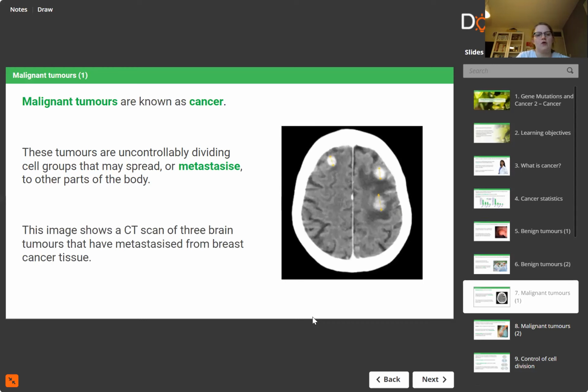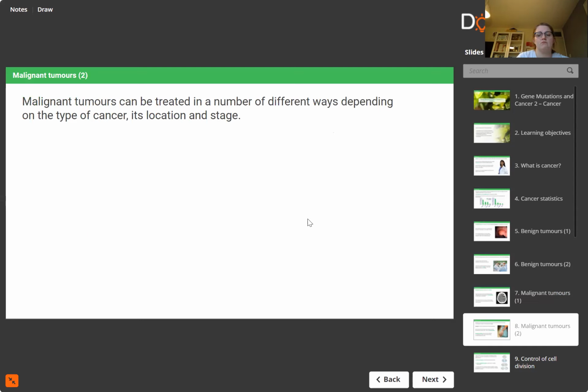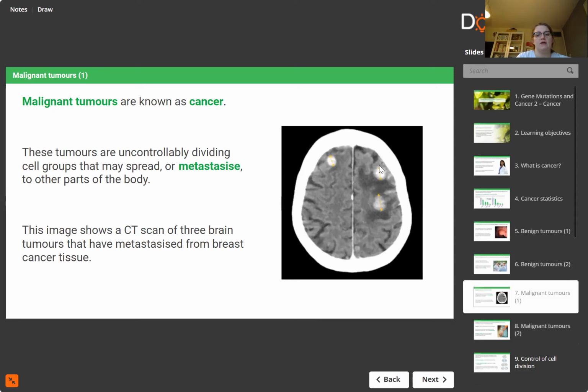So for example, here we go. We've got a CT scan of 3 brain tumours, and these have metastasized from breast cancer tissue. Some of that cancer tissue has broken off from the breast and traveled to the brain, and it's metastasized in the brain. See the 3 brain tumours here, here, and here.